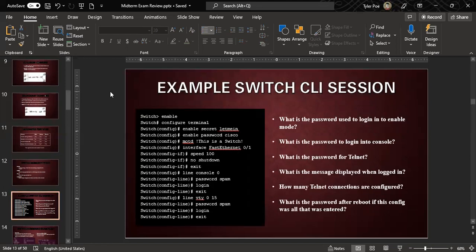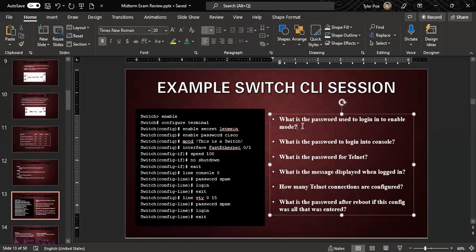You could have some example CLI switch sessions. They may even reappear. Some of them from exam 1 and the quizzes could reappear. So if you all don't mind, I'd like some volunteers for these questions.